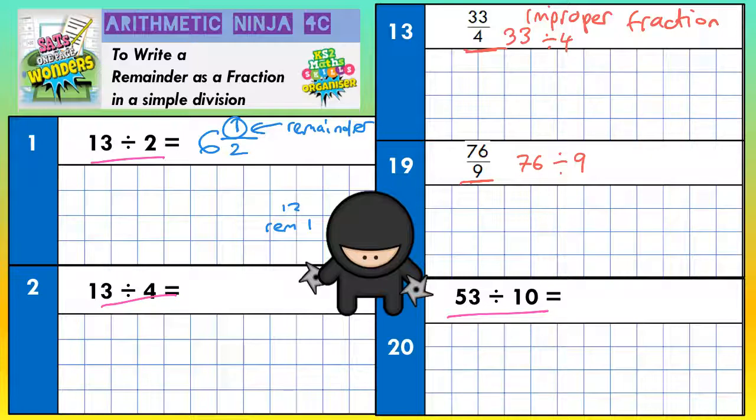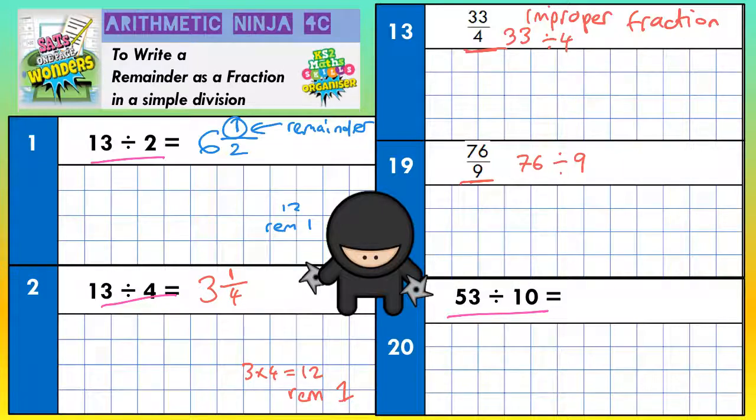Question 2. 13 divided by 4 is another way of saying how many 4's go into 13. Well, you can fit 3 4's into 13, but 3 times 4 is 12. So that leaves a remainder of 1. So it's 3 remainder 1, but that remainder would also be divided by 4 because we're dividing by 4. That gives you a final answer of 3.25.